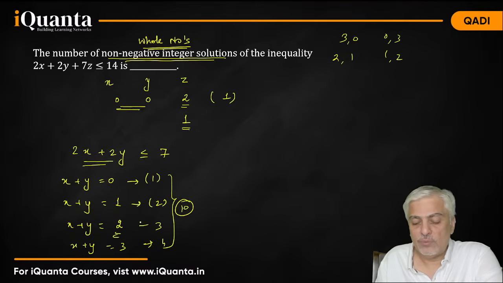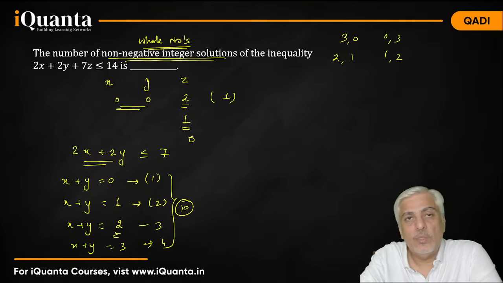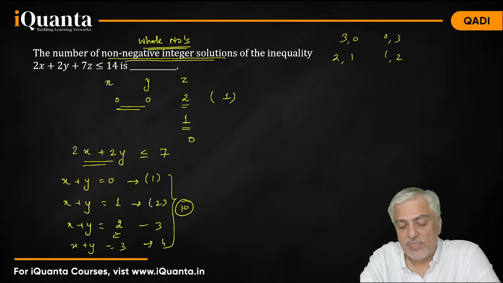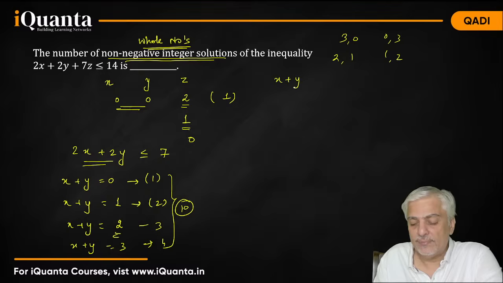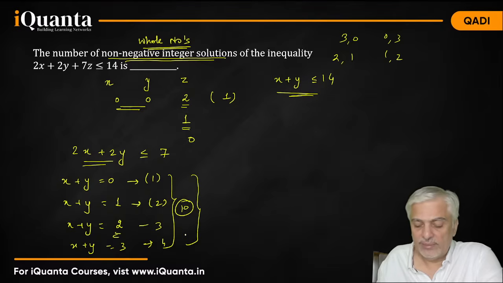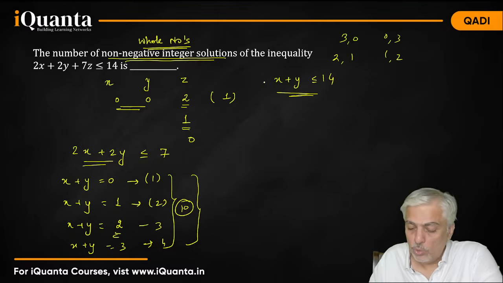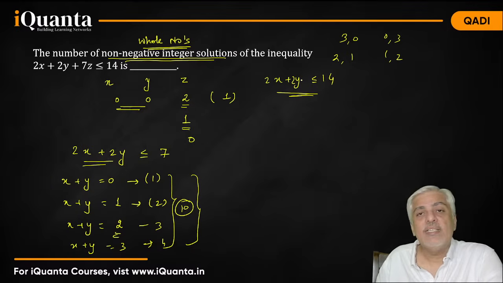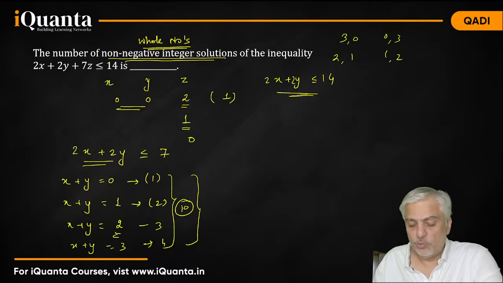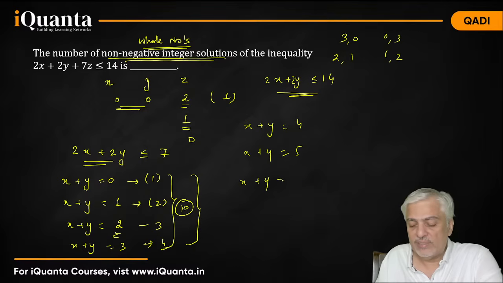Last case, when z is 0. When z is 0, x plus y is less than or equal to 14. Now, you should know that it will work with the same logic. X plus y 3 tak toh hamne already kiya hi hai. So 2x plus 2y less than or equal to 14. Then x plus y less than or equal to 7. So 4 tak I have already done. I have to do for x plus y is equal to 4, 5, 6, 7.